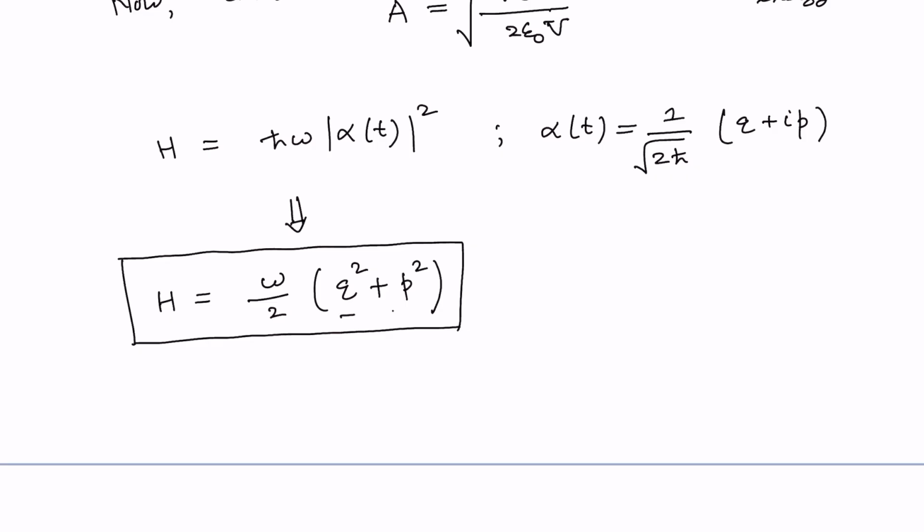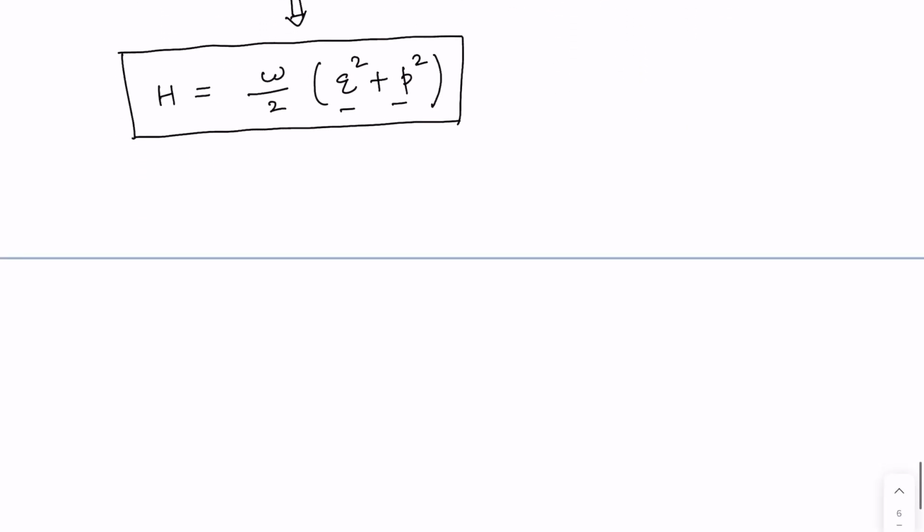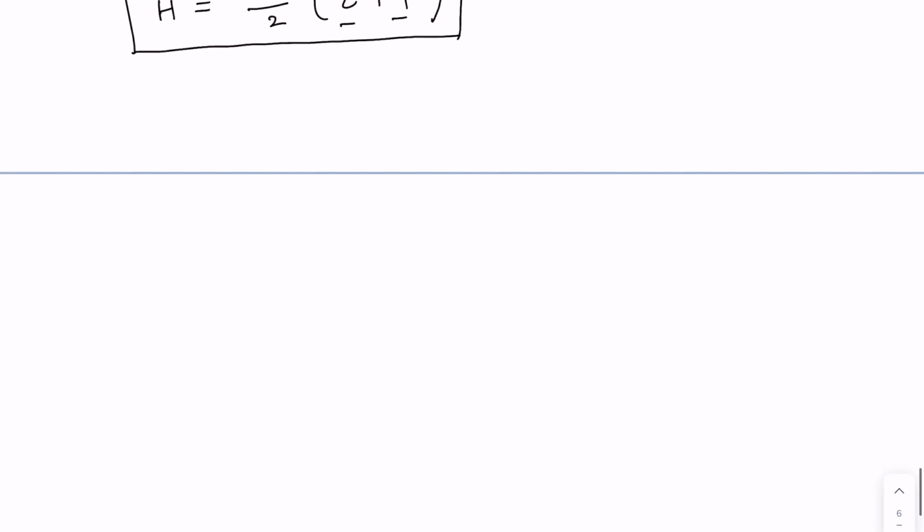Here q and p are canonically conjugate variables. However, let us confirm that q and p are canonically conjugate variables in our given problem. To do that, we need to check if the Hamilton's canonical equations of motion are satisfied. You know the Hamilton's canonical equations of motion are q dot is equal to del H del p and p dot is equal to minus del H del q.